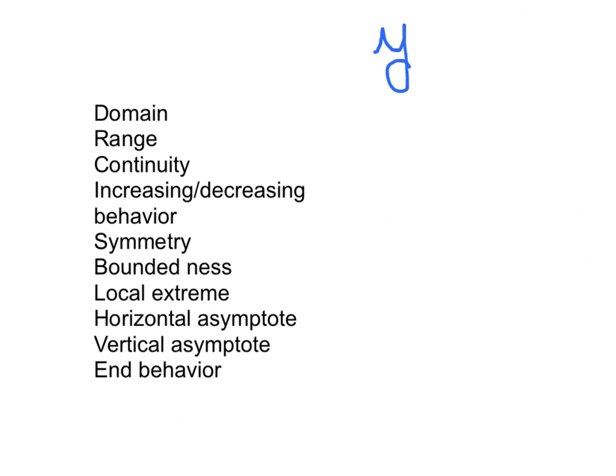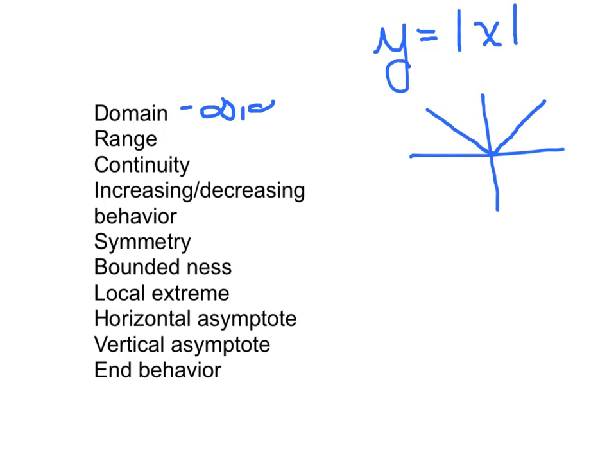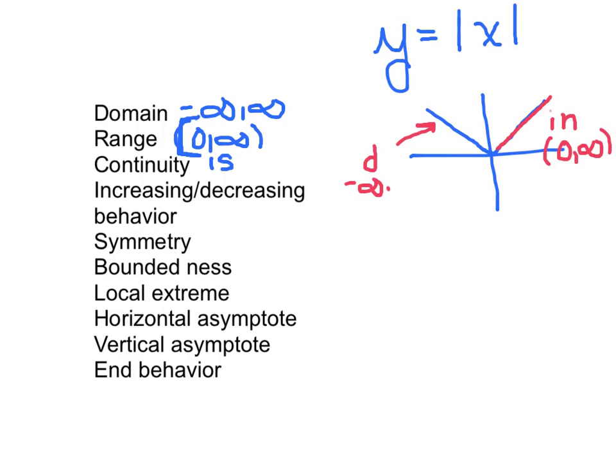So let's look at the absolute value function. The absolute value function is V-shaped. Its domain is negative infinity to infinity. Its range is 0 to infinity, and it includes 0, so this has to be a hard bracket. It is continuous. It is increasing right here, so it increases from 0 to infinity, it's decreasing right here from negative infinity to 0.